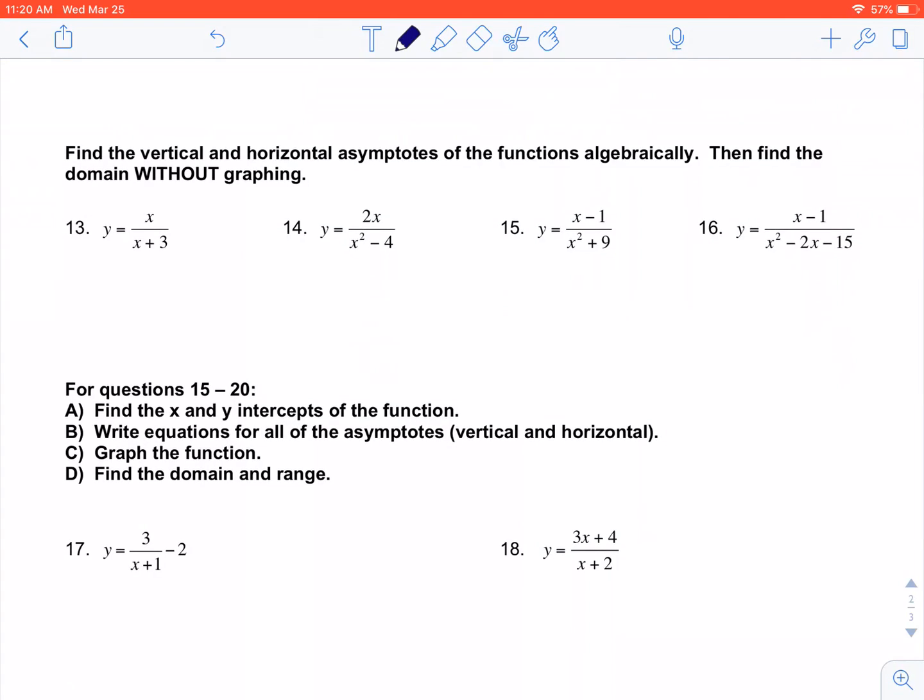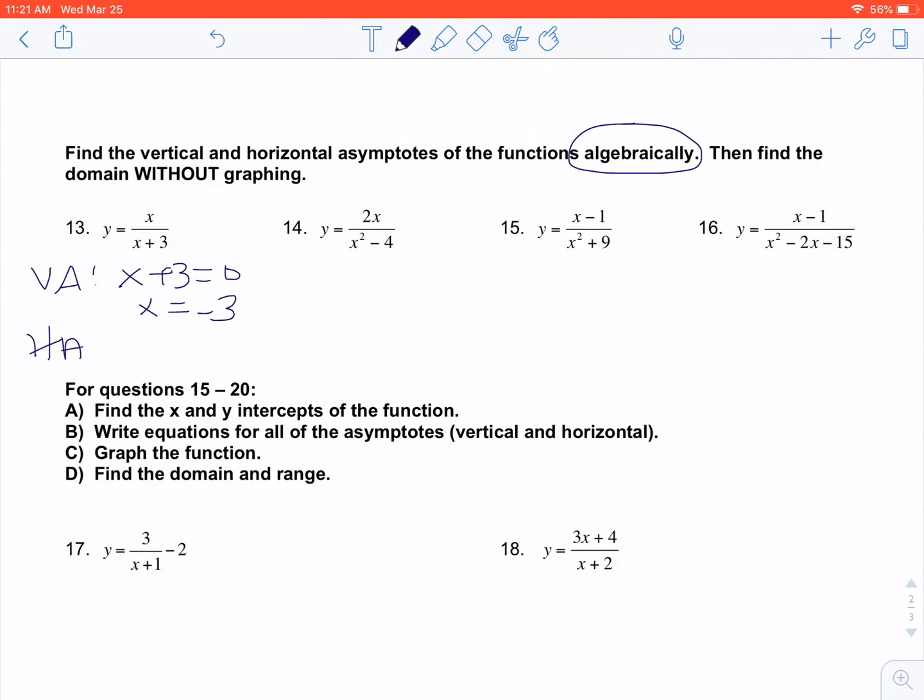Our next group of problems wants you to determine the vertical asymptotes and the horizontal asymptotes without graphing. Again, make sure you show some type of work, because it says find them algebraically. So if you have an answer that magically appears, then you didn't find it algebraically. So the vertical asymptote, minimal work here, denominator equals 0. I need to see that little teeny tiny piece of work.